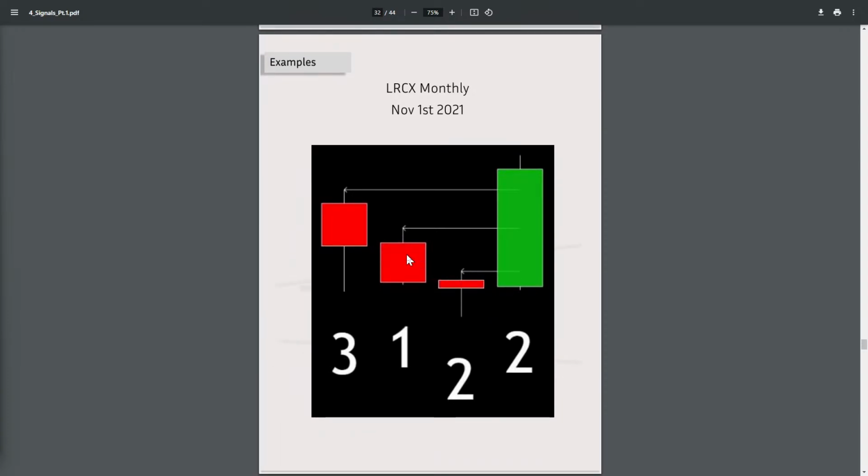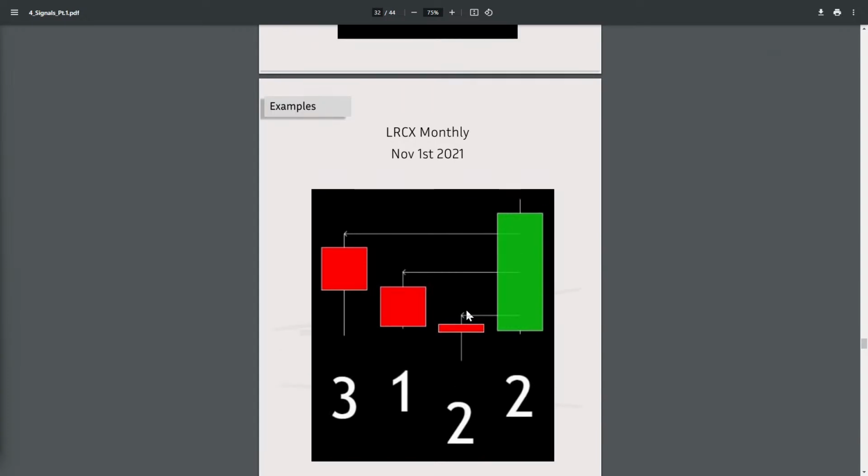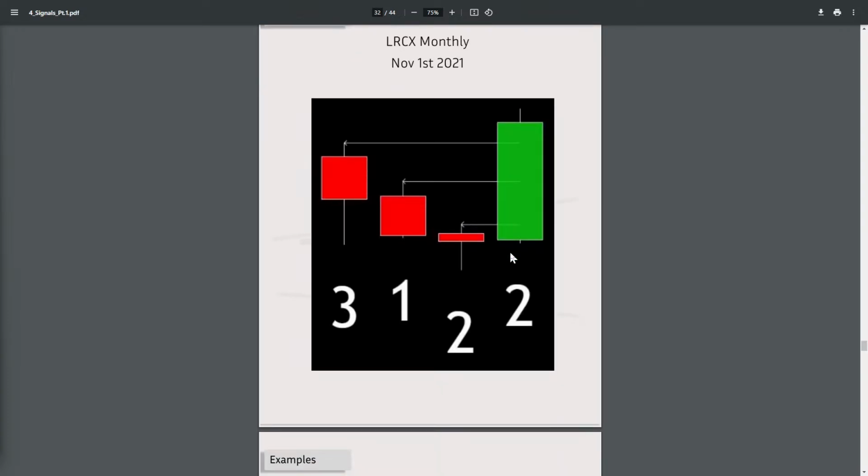LRCX monthly, inside bar, 2 down, took out the magnitude. And again, when we're playing 2-1-2s to the downside, we want to be taking profit at our targets, and then that's when we can look to flip and play the other way. So then you got your 2 down, 2 up reversal, and then target 1, target 2. Beautiful.